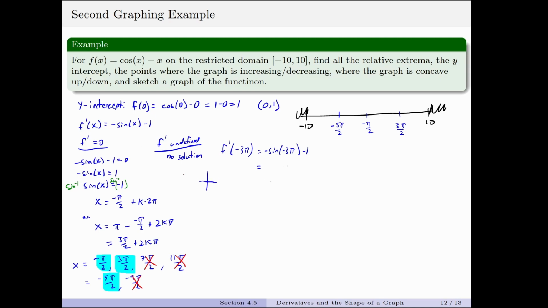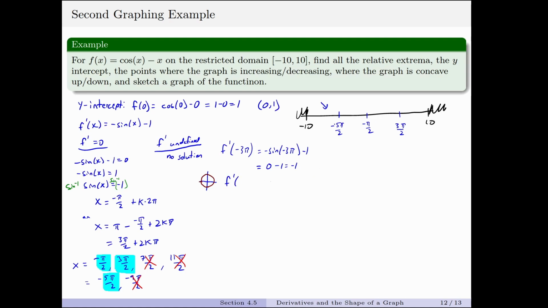remember it's sometimes helpful to think about a unit circle. So I go -1, -2, -3π. That's over here. The y value is 0. So sine of -3π is 0. So I have -1. Because that's negative, it's going to be decreasing in this piece.